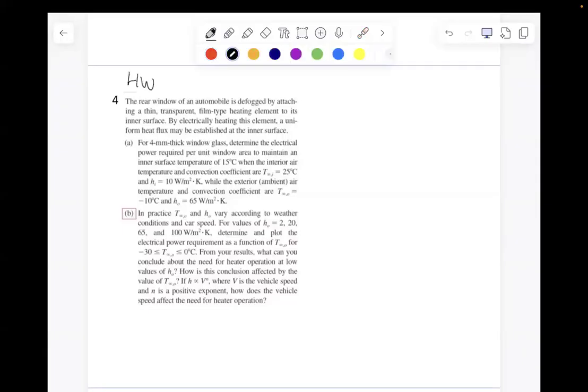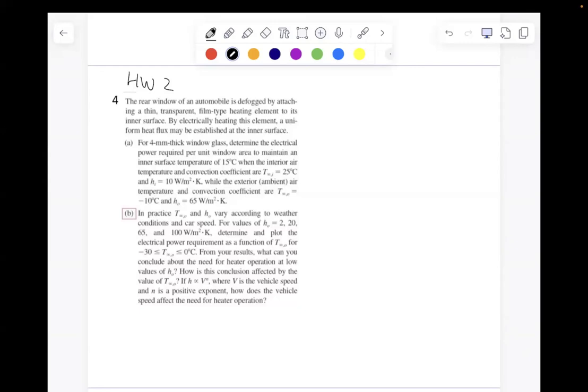Problem 4 says the rear window of an automobile is defogged by attaching a thin transparent heating element to the inner surface of the glass. By electrically heating this element, a uniform heat flux may be established at the inner surface. For a 4 mm thick window glass, determine the electrical power required for a unit window area to maintain the inner surface temperature at 15 C.